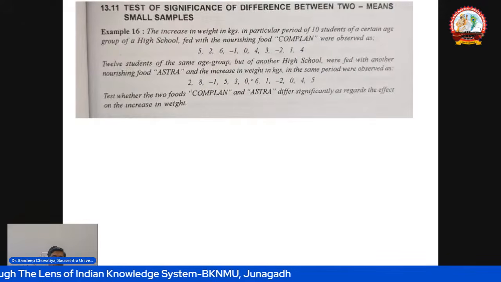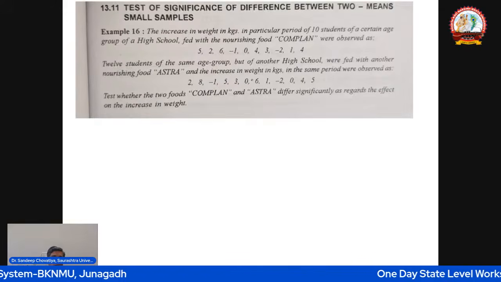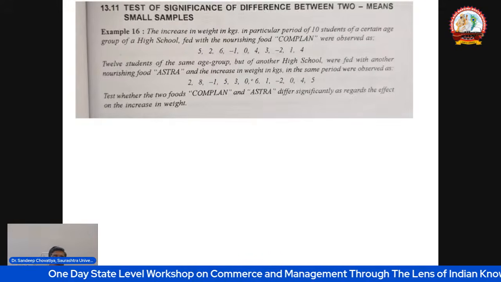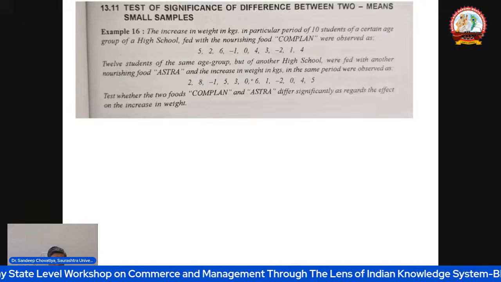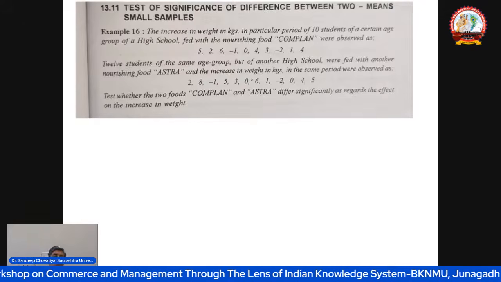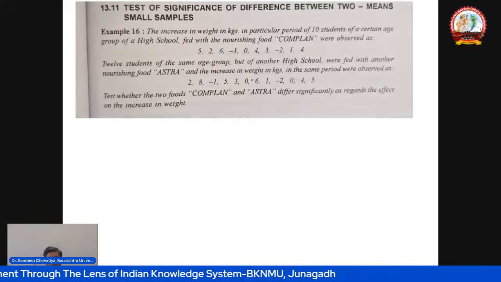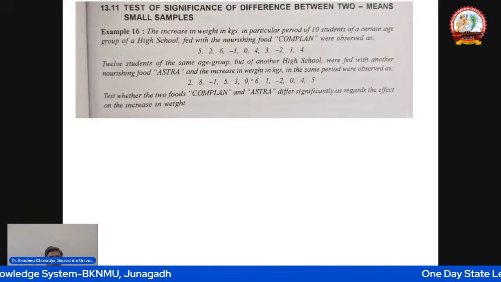તો આ 10 સ્ટુડન્ટ્સનું વેટ લીધું છે, સ્ટુડન્ટ્સ, એ લોકોને જે છે એ કોમ્પ્લેન નામનું નરિશમેન્ટ ફૂડ આપ્યું છે, બરાબર, અને વજન કેટલો થાય છે એ ચેક કર્યો છે. તો કોઈને 5 કિલો વધ્યો, કોઈને 2 કિલો વધ્યો, કોઈને 6 કિલો વધ્યો, કોઈને માઇનસમાં આવ્યો, ઘટ્યો, કોઈને સાવ ન વધ્યો, કોઈને 4 કિલો વધ્યો, લાઇકવાઇઝ 10 સ્ટુડન્ટ્સના ડેટા એને કલેક્ટ કર્યા.